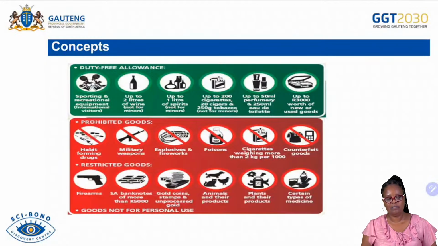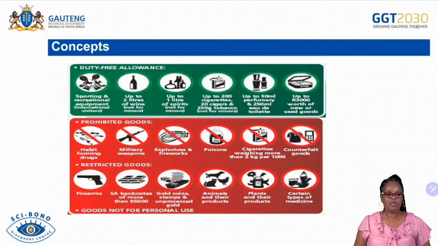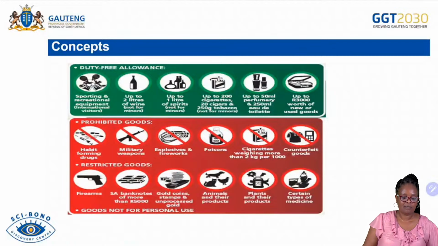And the goods that they can bring, up to 3,000 worth of new or used. Then when you look at prohibited, you can see that it's what we have talked about, everything there, the plants and their products.